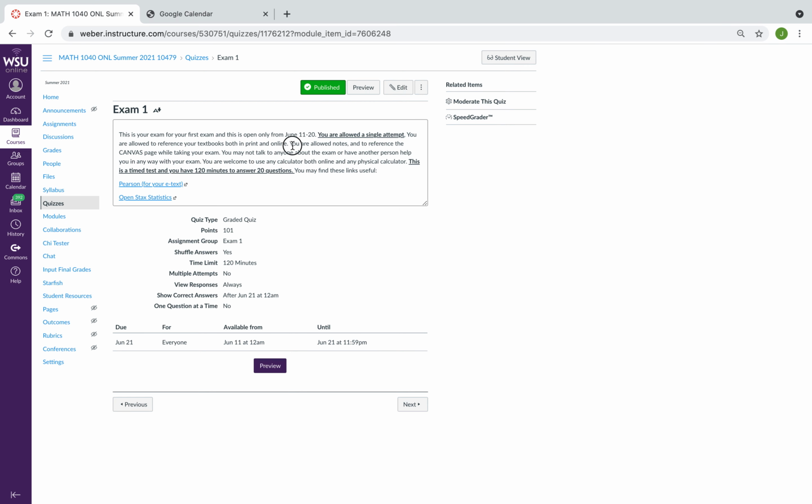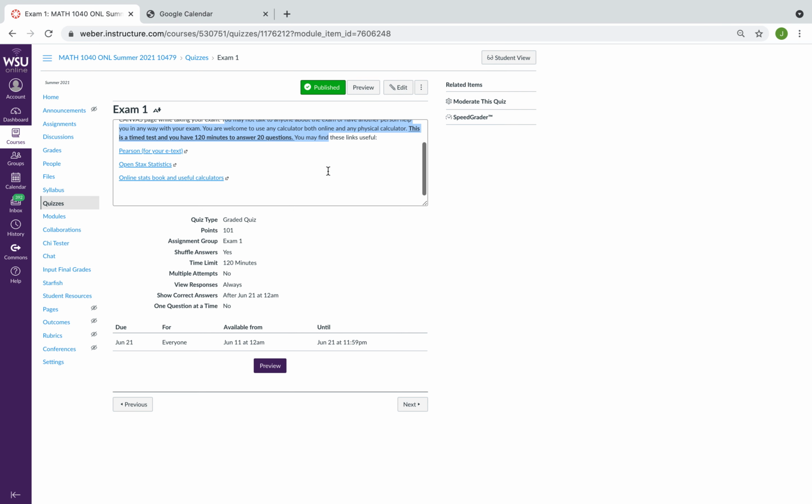And here you can see that I'm kind of cruel. You're allowed notes. You're allowed to reference the Canvas page, but you can't talk to anyone or have someone help you with your exam. Okay. This is a time test. And you're allowed to access all this information when you take your test.